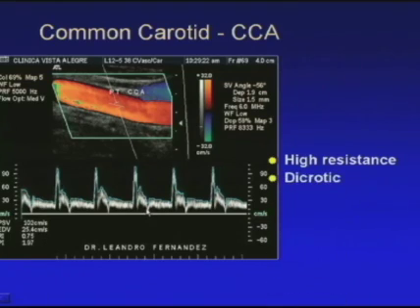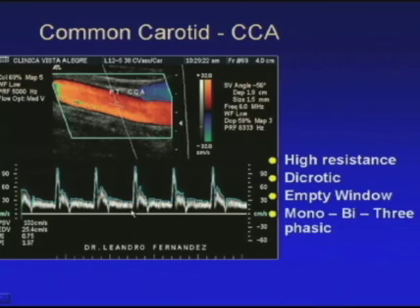The wave can be dicrotic, and the wave always will have the spectral window empty. The wave can be mono, bi, or three-phasic. In this case, we are observing a monophasic wave, but with a dicrotic behavior. But this is normal. And the peak systolic velocity is always less than 125 centimeters per second.